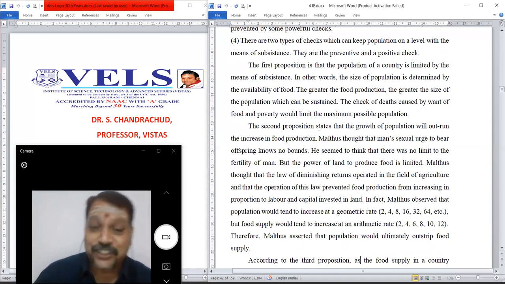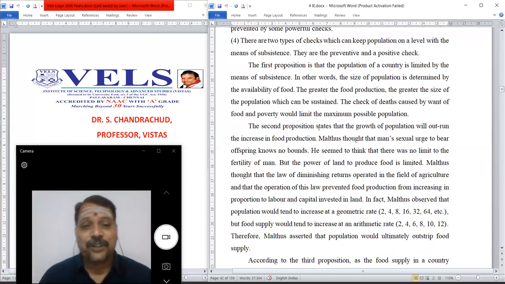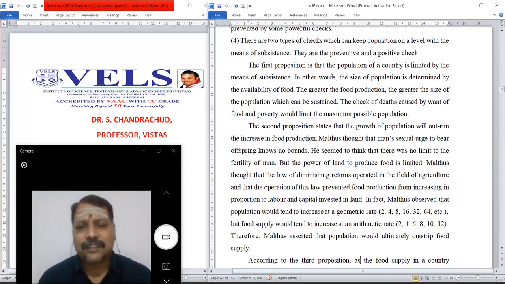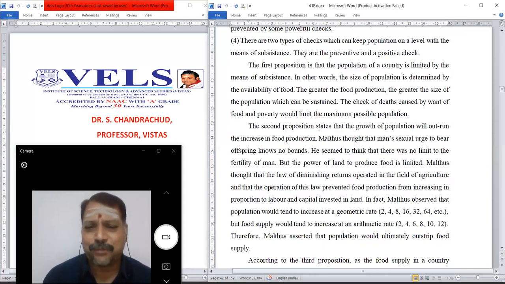The second proposition states that the growth of population will outrun the increase of food production. It also states that man's sexual urge to bear offspring knows no bounds. He seemed to think that there was no limit to the fertility of man, but the power of land to produce food is very limited. Malthus states that the law of diminishing returns operates in the field of agriculture, and that the operation of this law prevents food production from increasing in proportion to the labor and capital invested in the land.